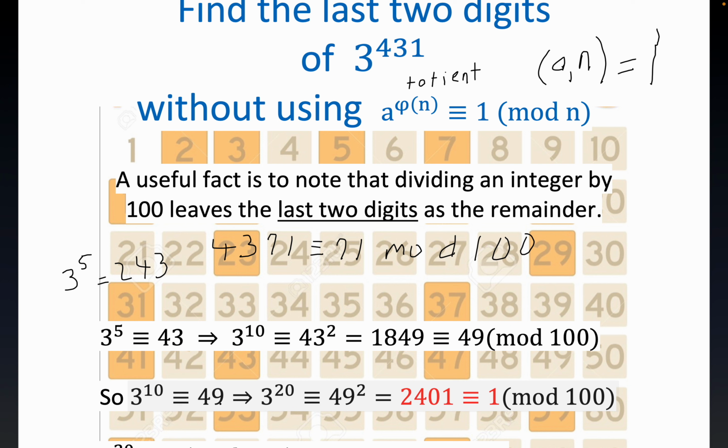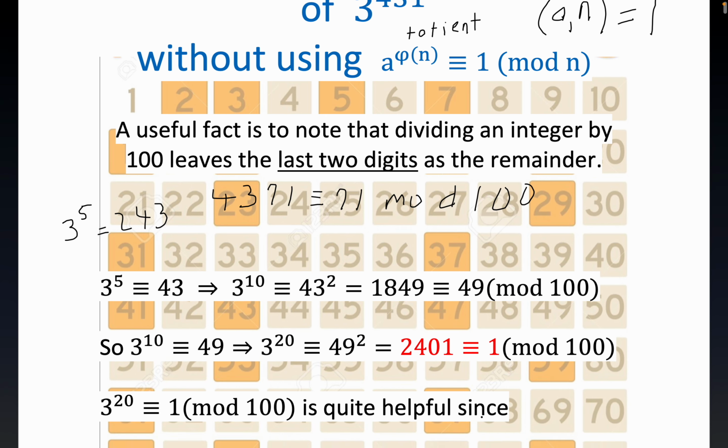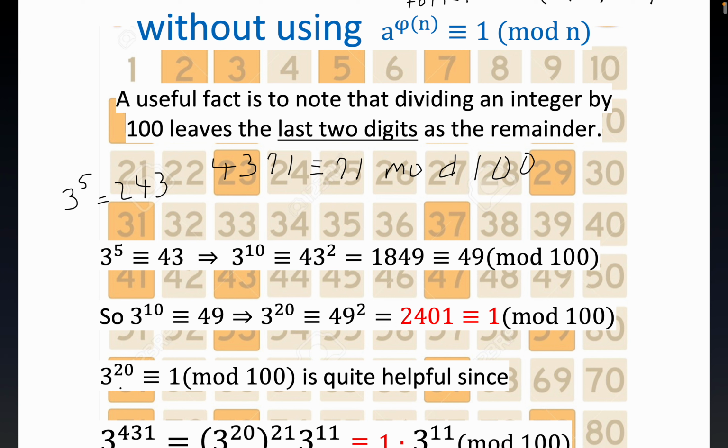Then we're just trying to get a higher and higher power that's going to be congruent to 1, and that happens on the very next step. 49 squared is 2401. What did I do? I squared both sides. If you square this, you get 3 to the 20th. If you square 49, you get 2401. I put this in red for a reason. So now we know that 3 to the 20th is congruent to 1.